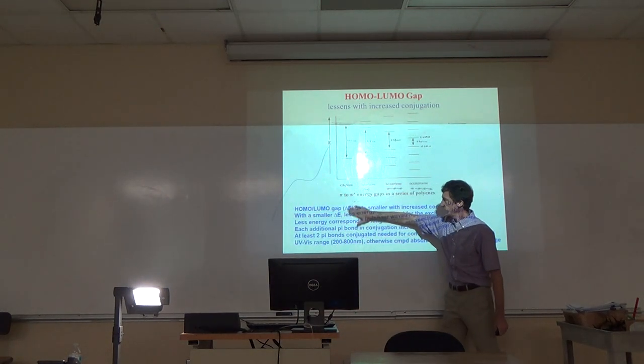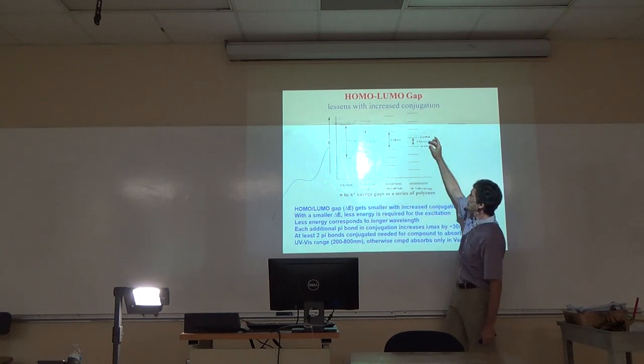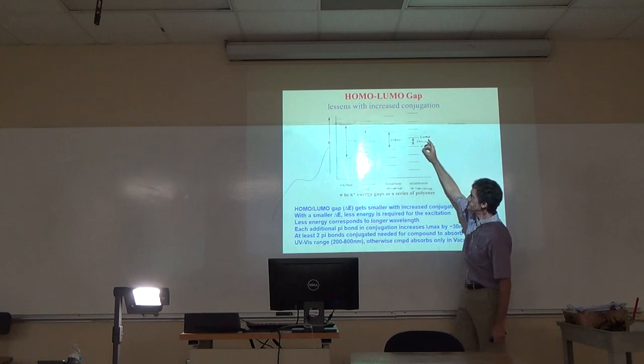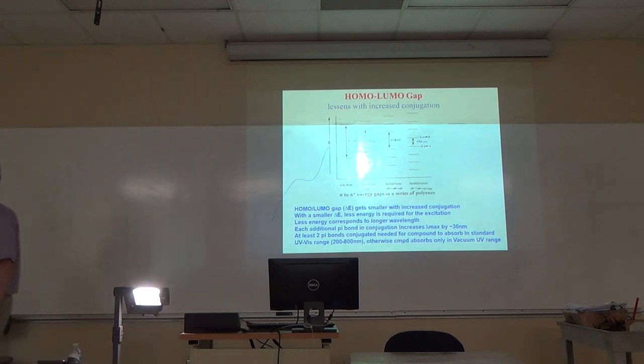The more conjugation you have, the closer your gap between your HOMO and LUMO. What is HOMO and LUMO? Did you learn this in Dignum? You didn't learn HOMO and LUMO? HOMO is highest occupied molecular orbital. LUMO is what? Lowest unoccupied. Typically, your first excitation is going to go from your HOMO to your LUMO.